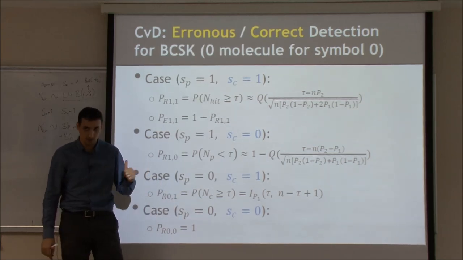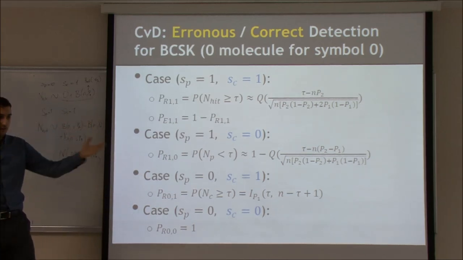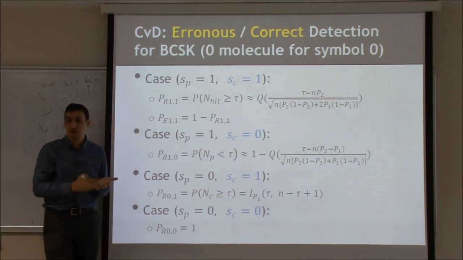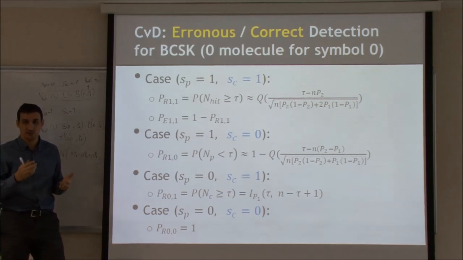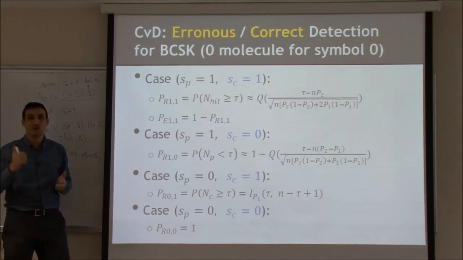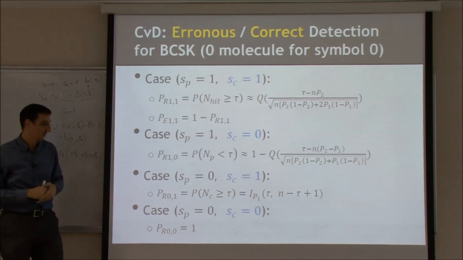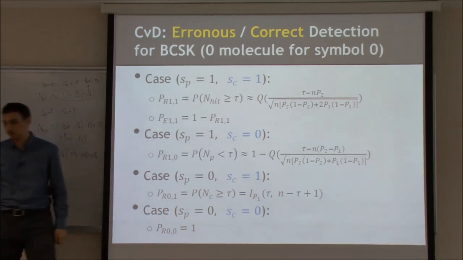If the previous symbol is zero and the current symbol is zero, you do not send molecules in previous and current symbols, so received molecules are zero, always. What we assumed, I erased that part: there are no molecules remaining from the previous symbol. That is an assumption. So always you correctly decode it.